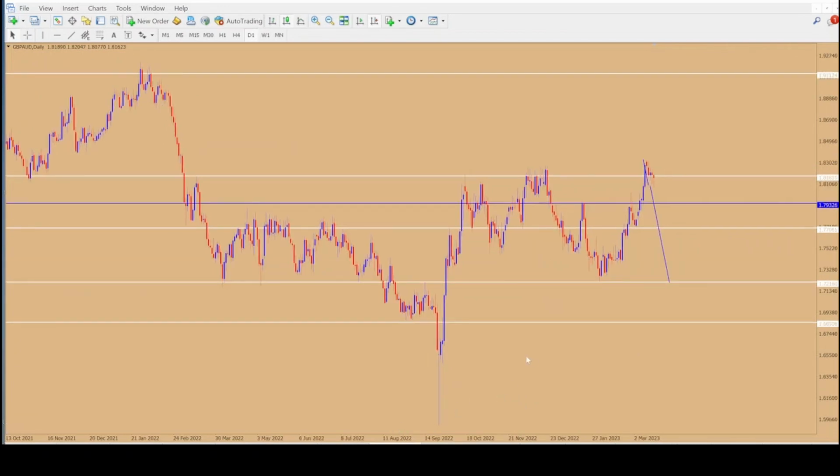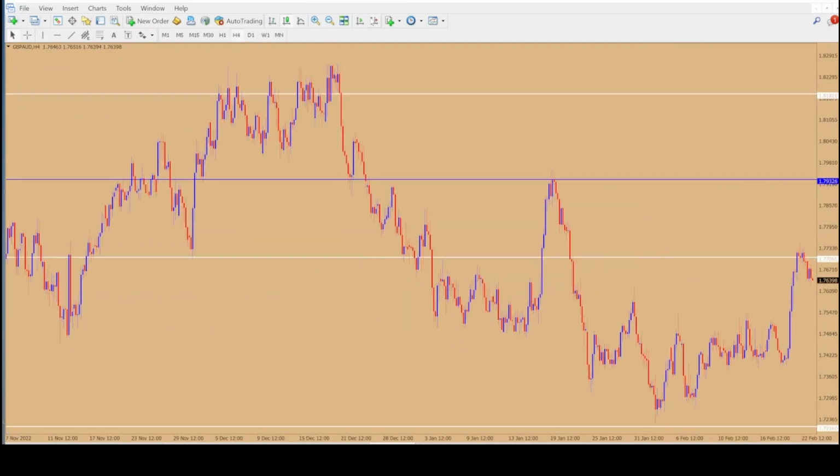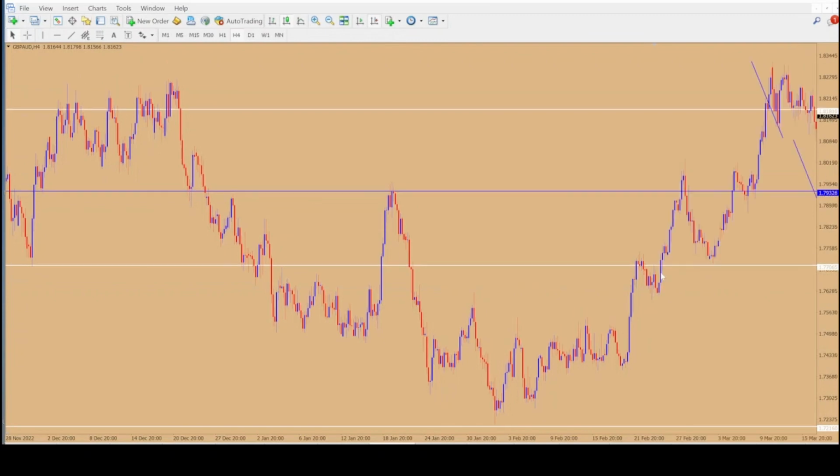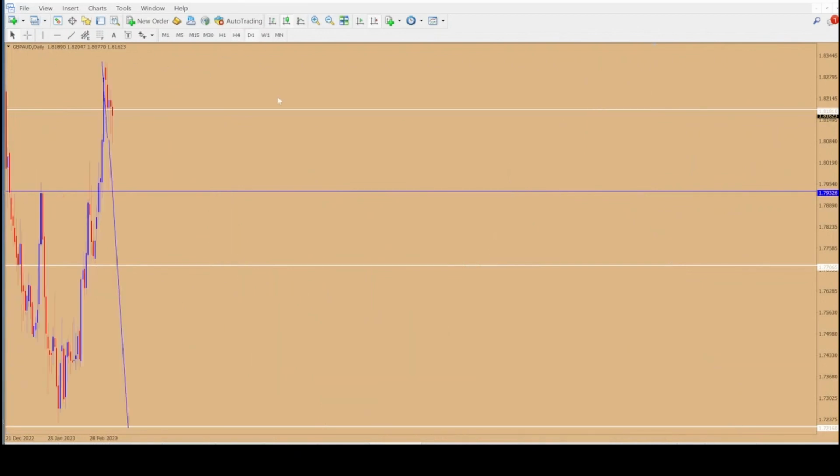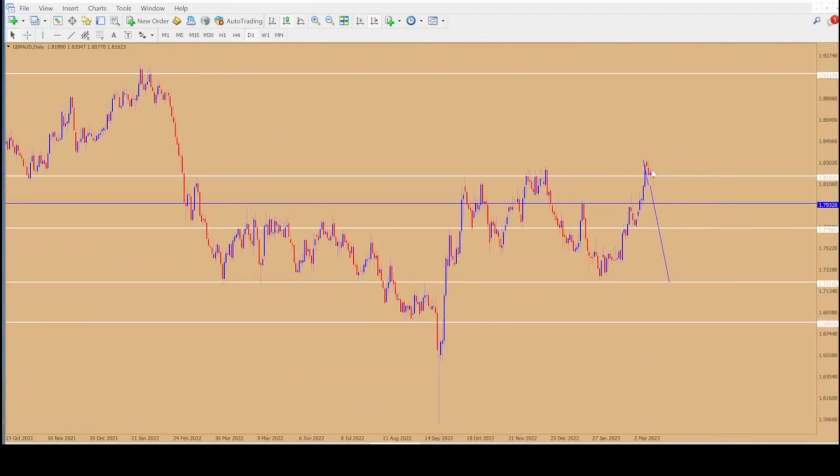GBPAUD. Now for GBPAUD, it's looking like a typical situation of a bullish rally, a pause, and a continuation higher. But is that really what's happening? I think so. I really think so. But I would expect that you're careful with jumping into buys right now.